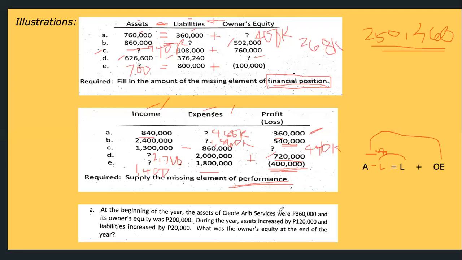Letter C, it's a somewhat more complicated problem. So, let's solve letter C. At the beginning of the year, take note, it balances at the beginning. Why? Because what was given here is the asset and owner's equity. So again, they are permanent accounts. Their ending balances of the previous accounting period are carried forward as the beginning balance of the next accounting period. So at the beginning of the year, this is the beginning balance, the asset of Cleo of Arib Services is 360,000.